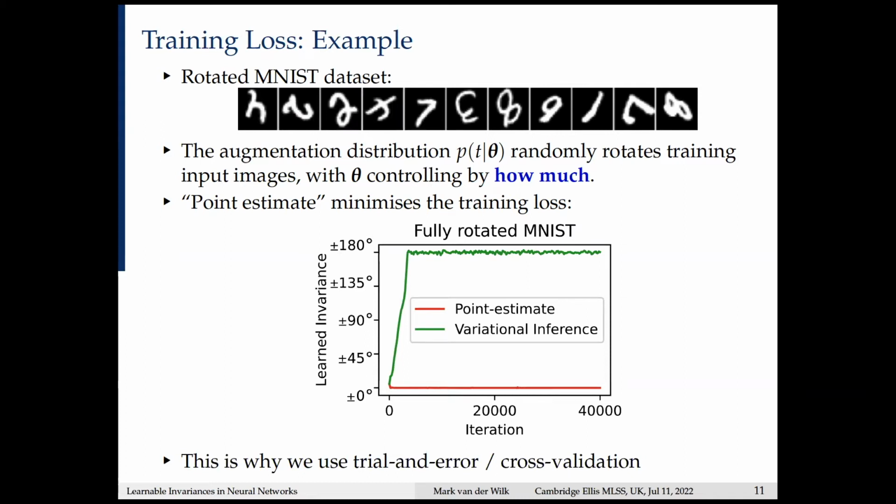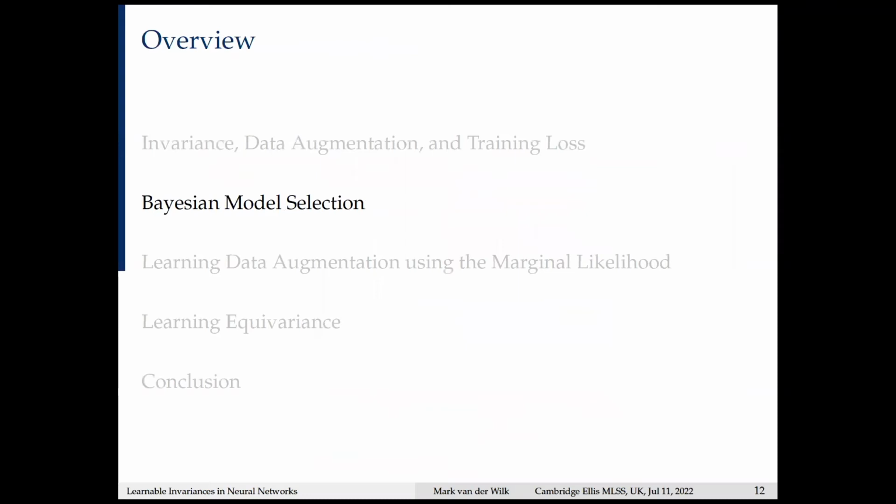Okay, so this is basically the reason why we use trial and error or cross-validation, so that we can actually test how well a particular inductive bias generalizes on a validation set, and then we choose the invariance parameter that generalizes well. Okay, so if we can't use the normal training loss, what objective function do we use then to find the inductive bias? Well, it turns out that this is a very well-studied problem in Bayesian inference. And there's a solution to it called Bayesian model selection.